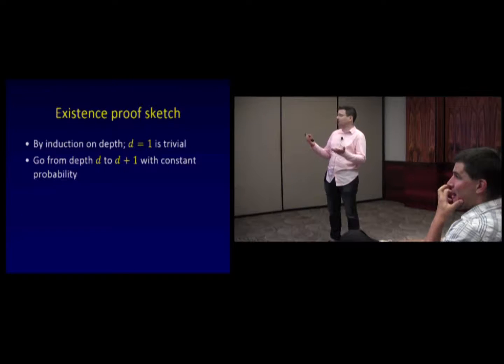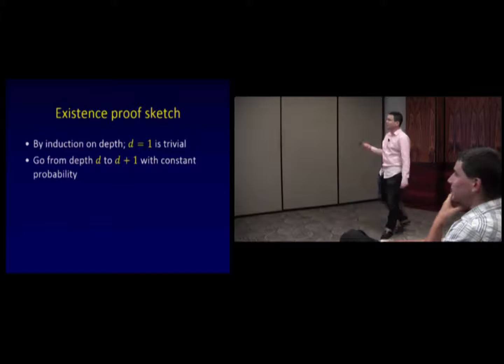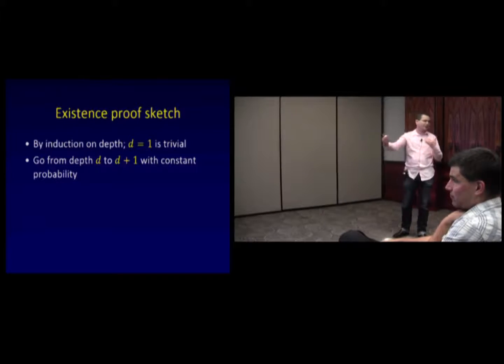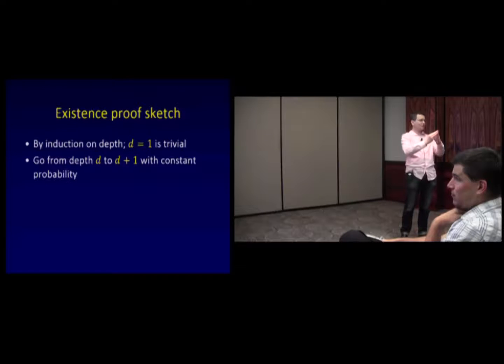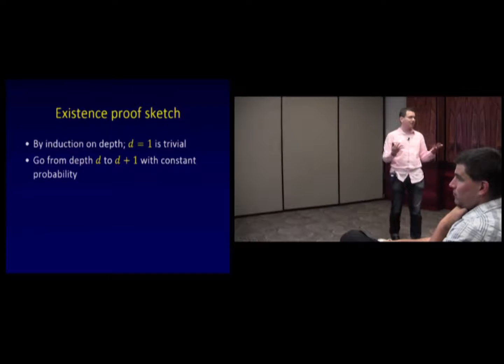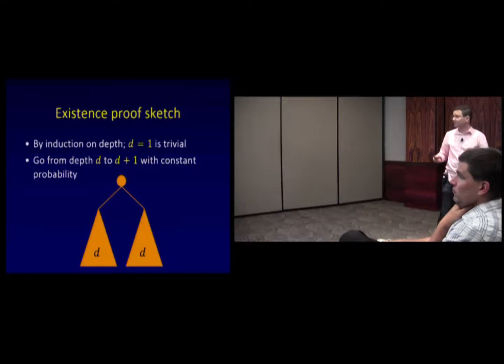Okay, so for depth d equals 1, it's trivial. A tree code of depth 1 is just label all the children differently. So now I want to give you a randomized construction that takes a tree code of depth d, converts it into a tree code of depth d plus 1, succeeds with a constant probability, which by the probabilistic method means that it's possible to do.